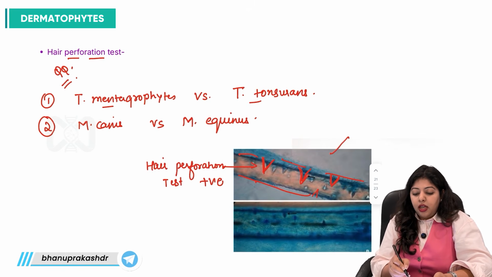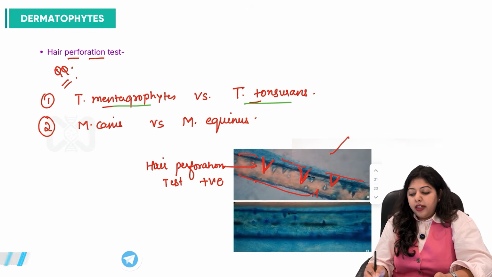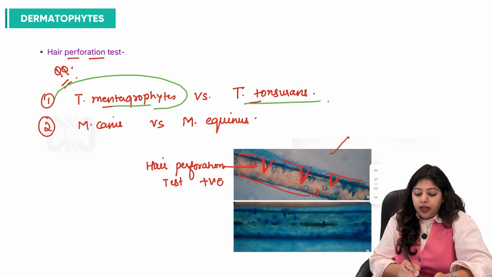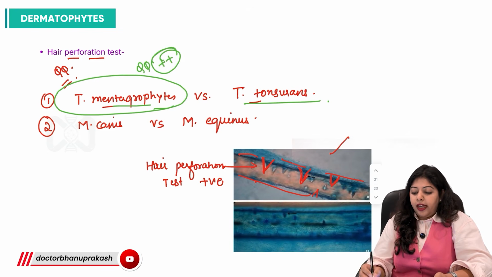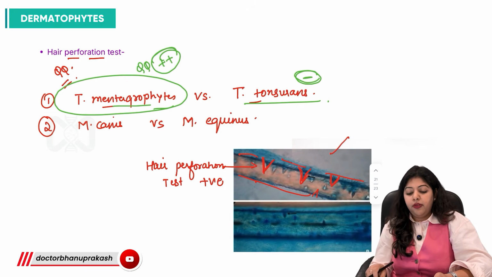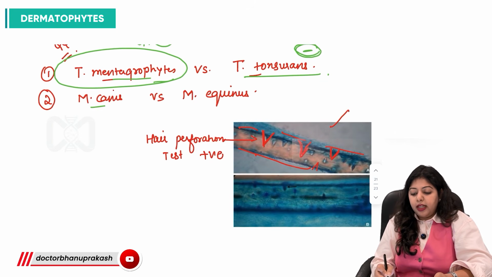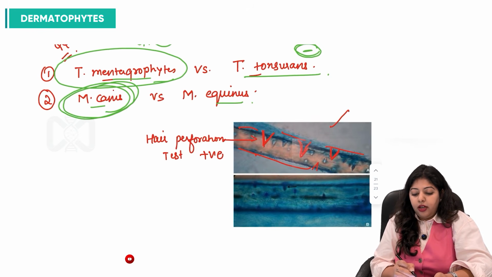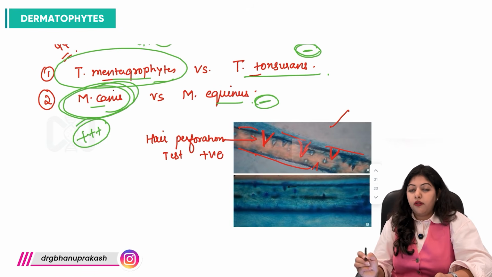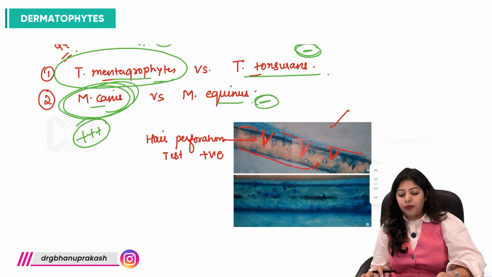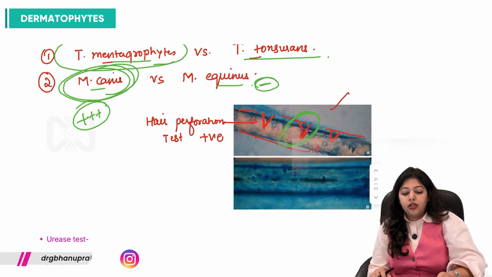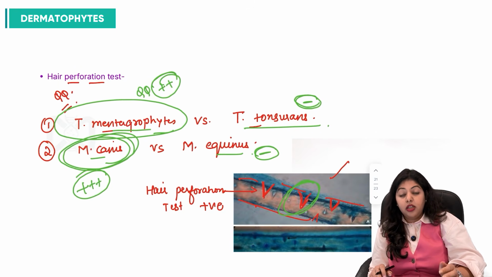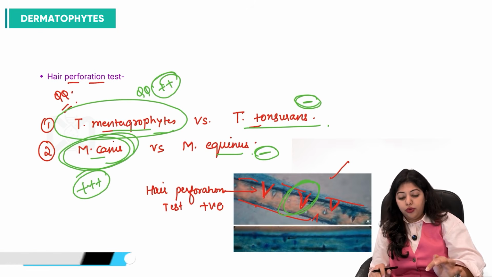And what are the species which give this test positive? Between Trichophyton mentagrophytes and Trichophyton tonsurans, Trichophyton mentagrophytes is going to give a test positive, and tonsurans is going to give a negative hair perforation test. And between Microsporum canis and equinum, canis is going to give a positive hair perforation test, whereas equinum is not going to demonstrate these wedge-like invaginations, right? So this is a test which differentiates between these four species, 2 and 2.